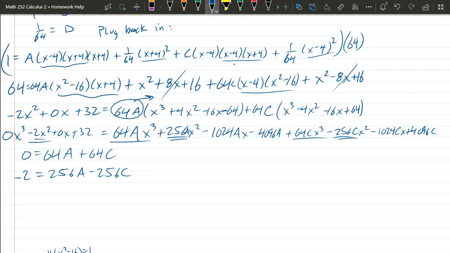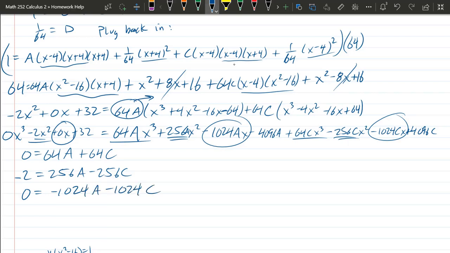And degree 1. There's zero x's, and that matches up with negative 1024a minus 1024c. Last up, 32 is the only term I haven't drawn all over.